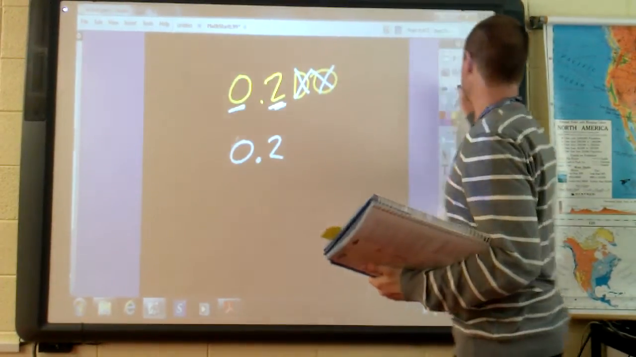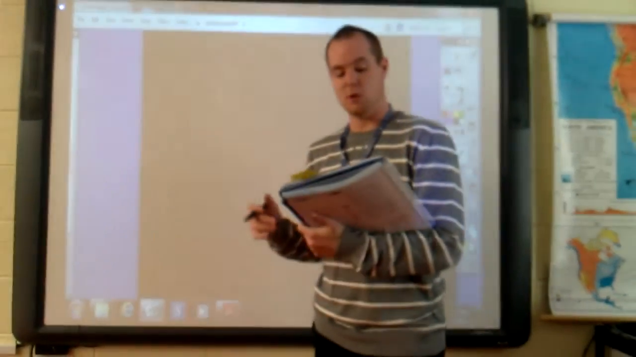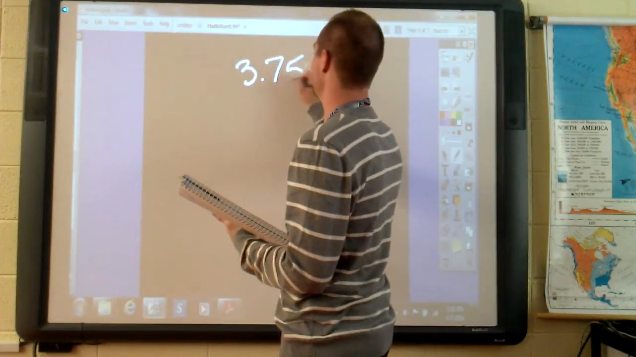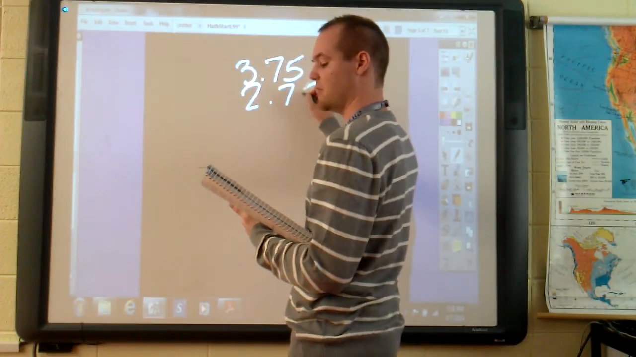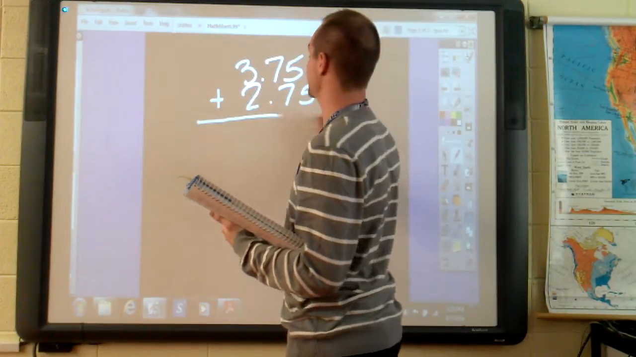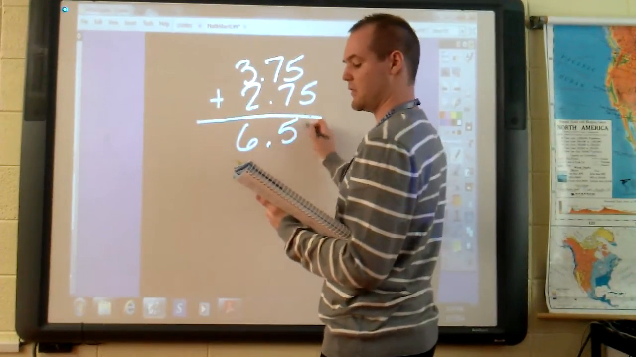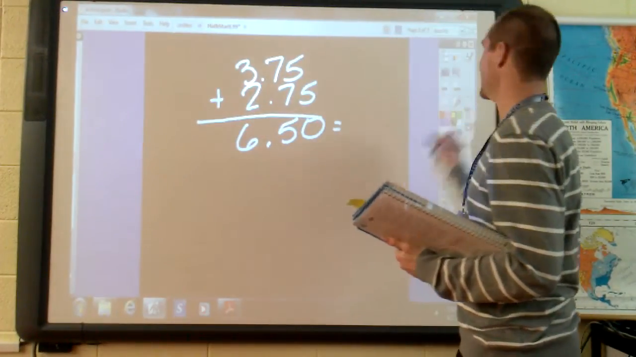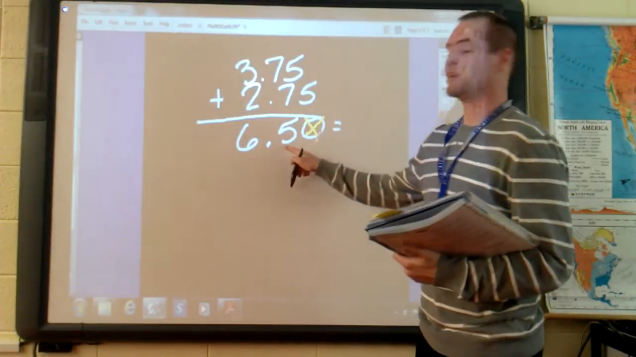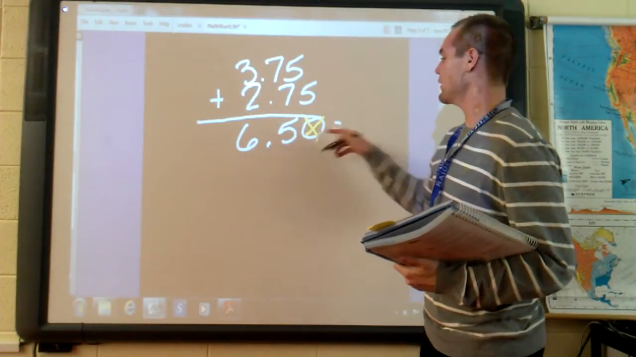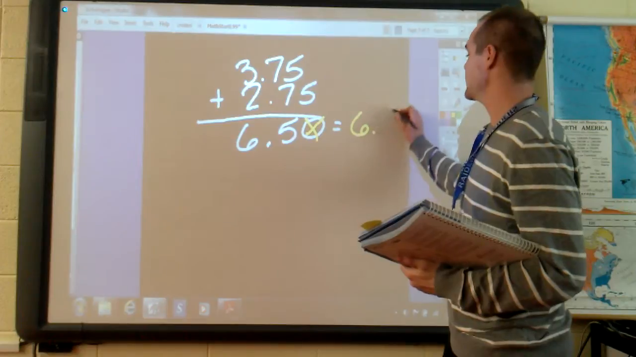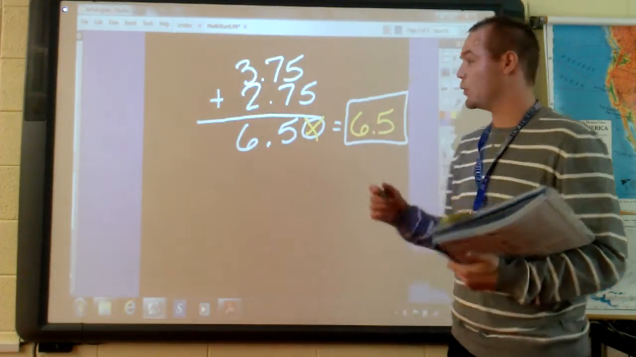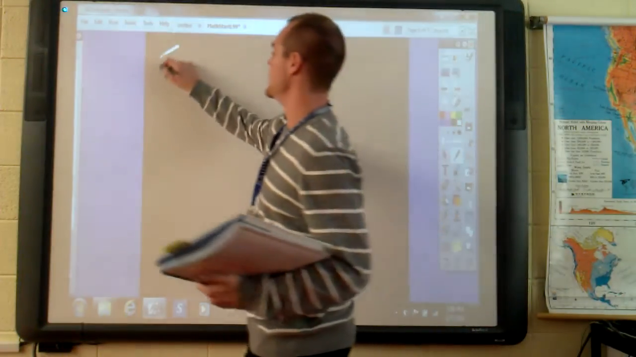Alright, let's look at example 1. Example 1 you will be putting in your 3-subject notebooks. It says Otis added 3 and 75 hundredths to 2 and 75 hundredths and found that the sum was 6 and 50 hundredths. Simplify the sum. Well, I see that I have a 0 to the right of the last decimal number, so I can get rid of it. 6 and 50 hundredths is equal to 6 and 5 tenths. You will write 6 and 5 tenths on example 1. Okay, example 2.